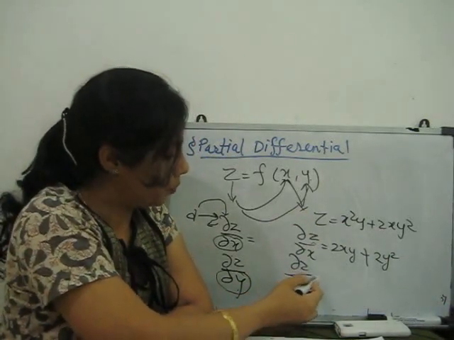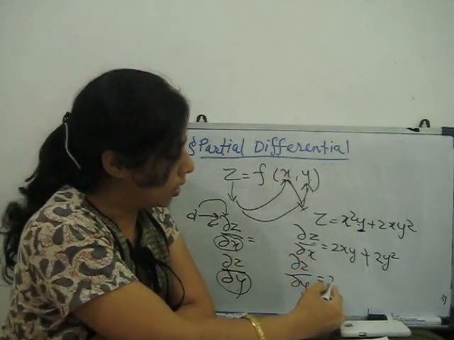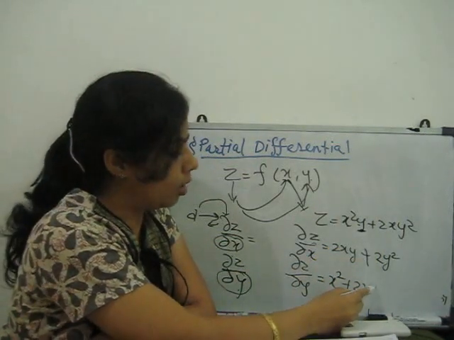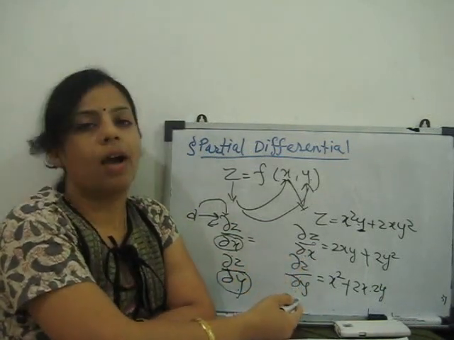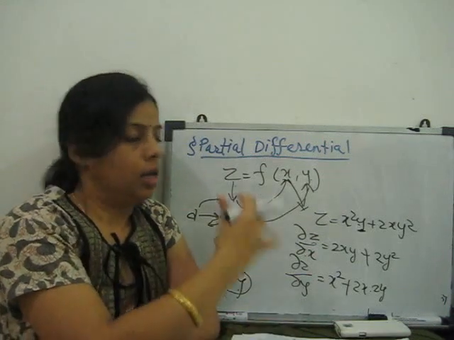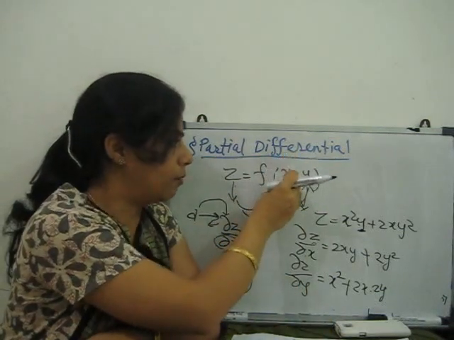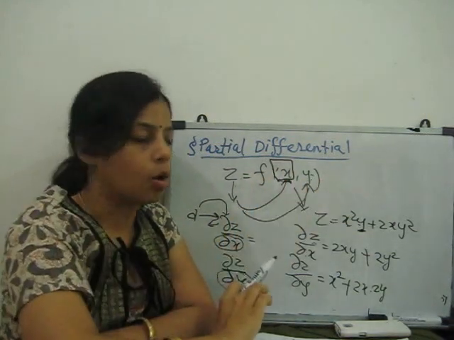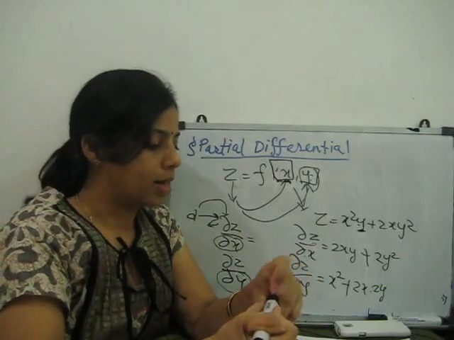Similarly, del z upon del y: differentiate with respect to y. The derivative of y is 1, so x square is treated as constant, plus 2x is constant, and the derivative of y square is 2y. So these are called partial derivatives with respect to x and y of the given function. Clear? In partial differentiation we can have many independent variables, 2, 3, 4 up to n. Whichever variable we differentiate with respect to, all others are treated as constant. So this is called partial differentiation.